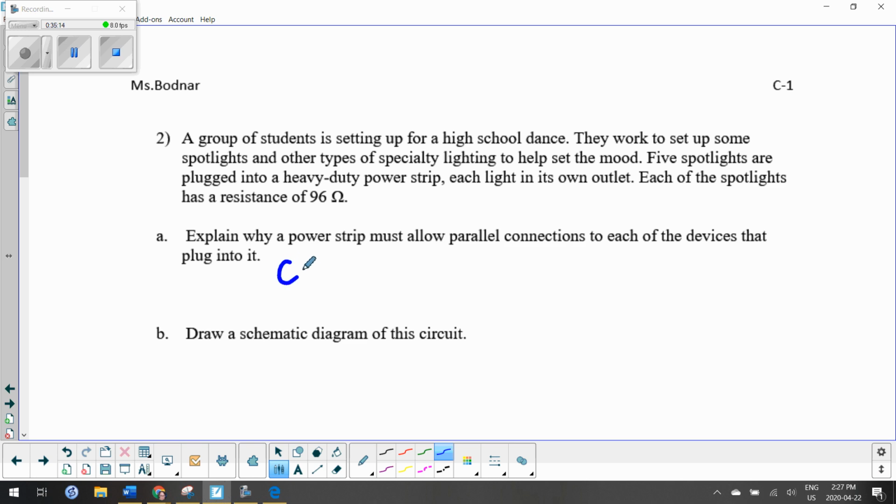Well, you want to be able to control them separately. You want to be able to turn on and turn off certain spotlights. Separate. Probably spelled that wrong, but whatever.